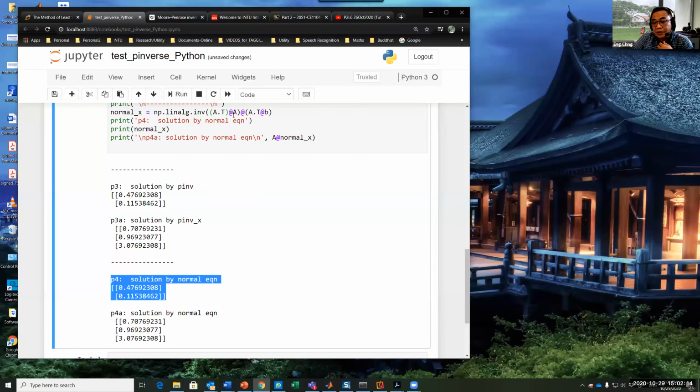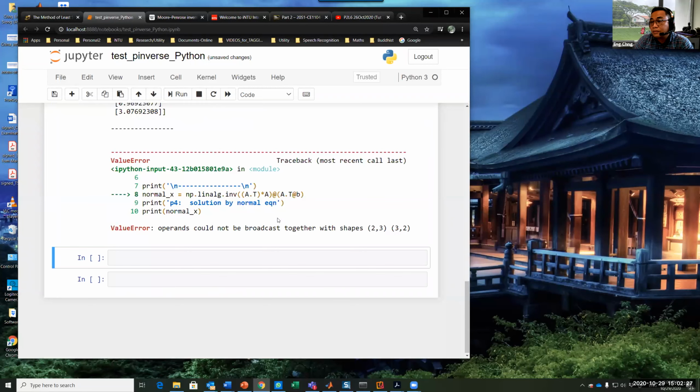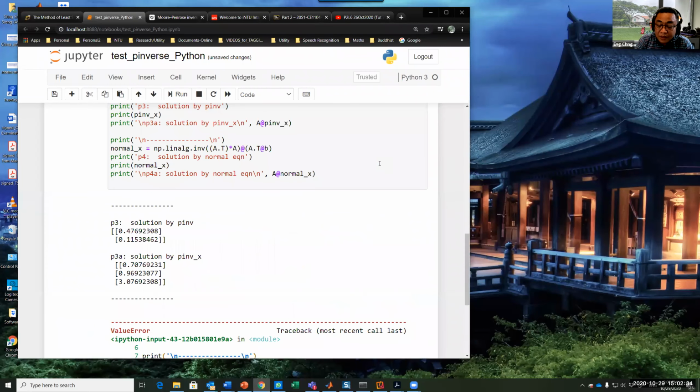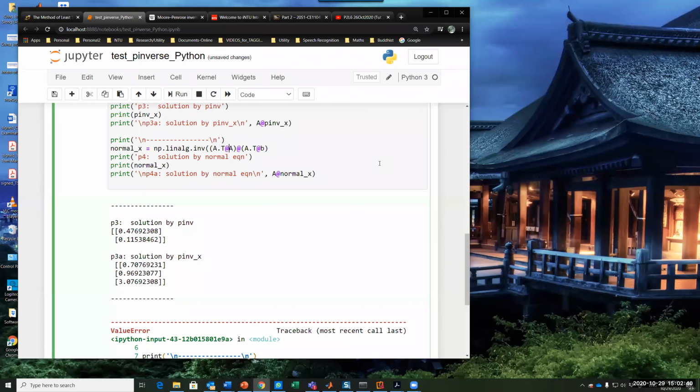I like the ampersand because the ampersand just reminds me of matrix multiplication. If you do this guy, I think you get the wrong answer. Okay, yeah, see? NP multiply also might get you the right answer, but you're only confusing yourself after a while. So I prefer this guy. Okay, so let me run again. Yep, see? So my solution is correct.